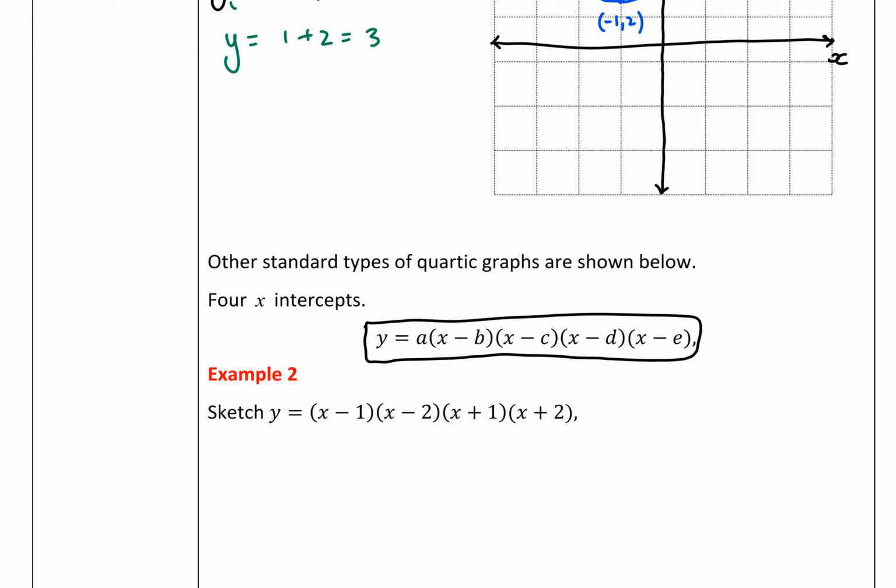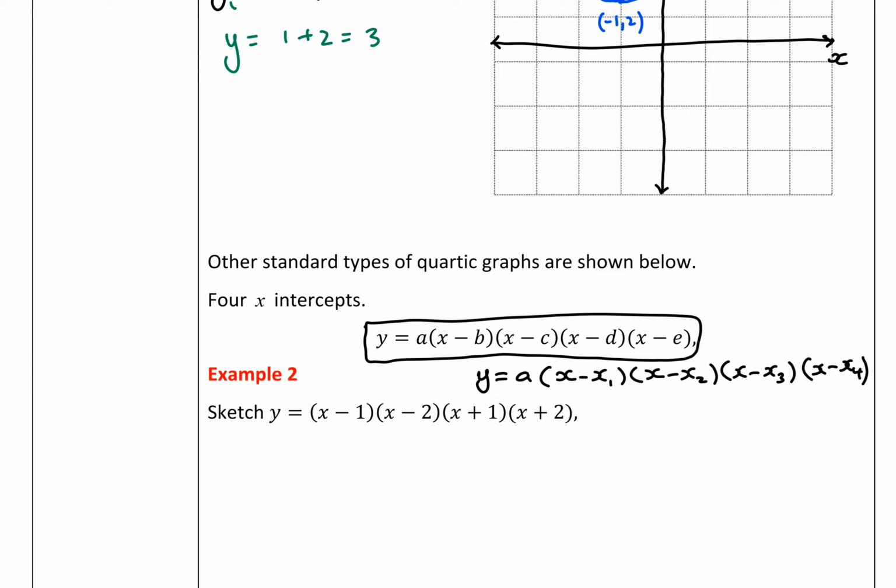Now I've used A, B, C's and D's and E's, but I actually would rather that we think of this as y equals A outside of x minus the first intercept, x minus the second, x minus the third, and x minus the fourth. So in this regard we can remember that if we let y equal 0, we'd be using null factor law. And so all these brackets would represent x-intercepts.